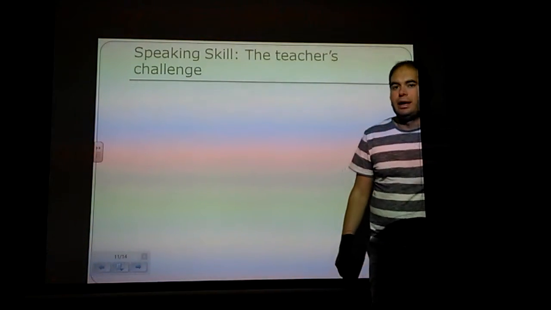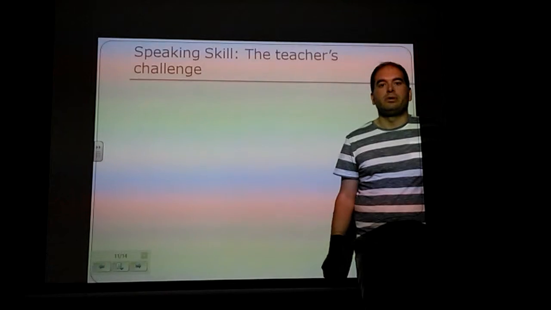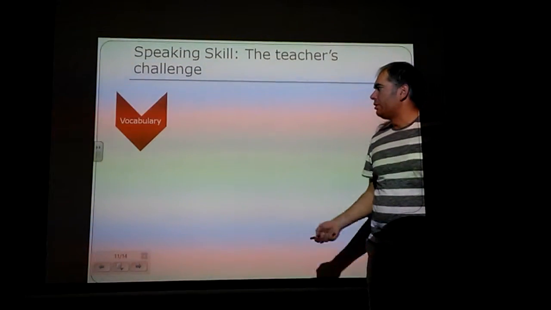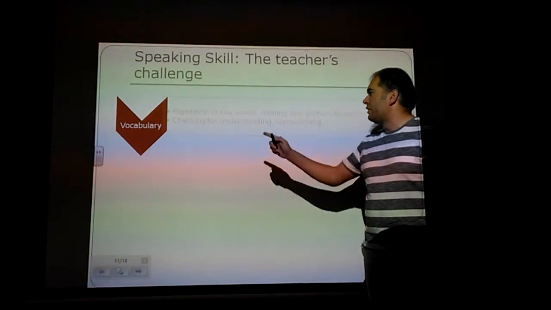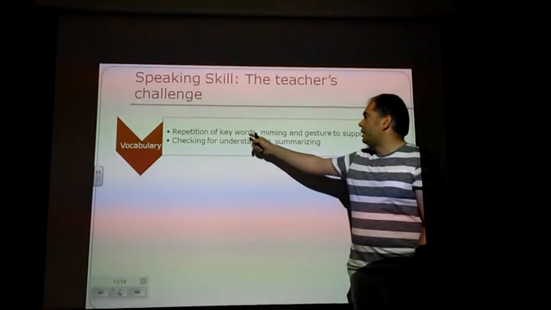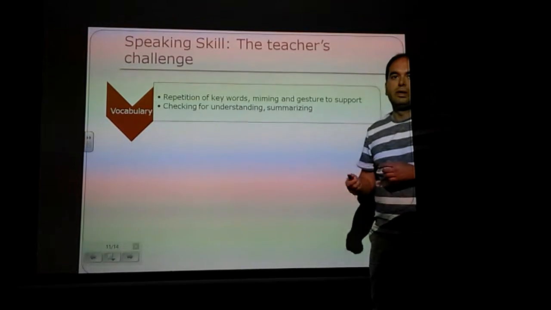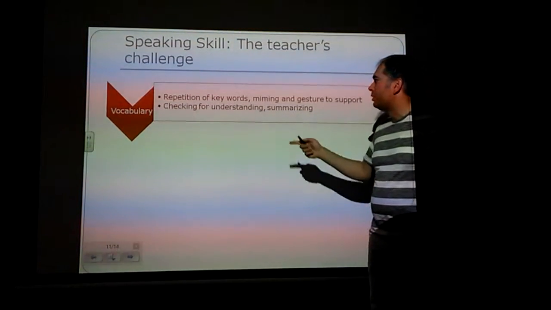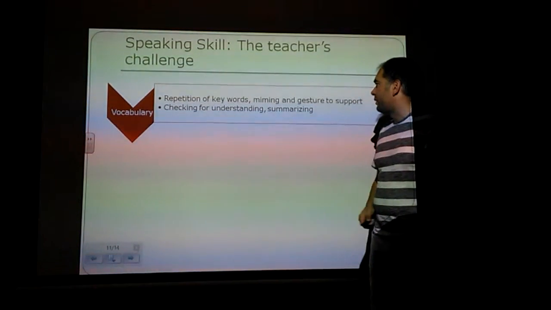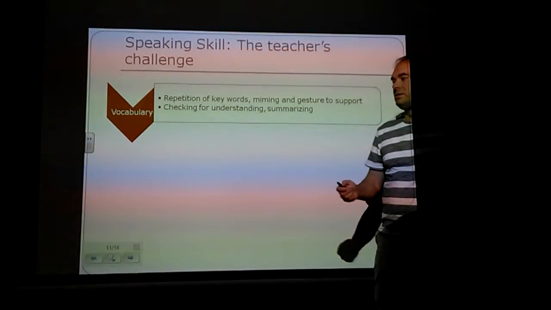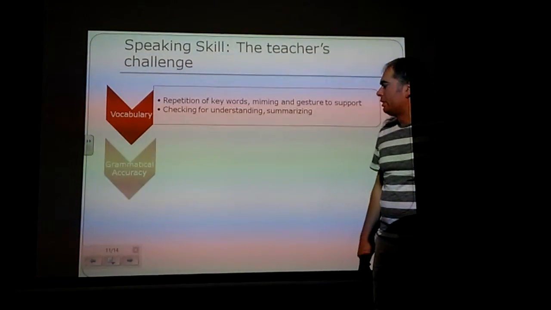But again, we as teachers have to promote some points to develop these three points. The first one, for the vocabulary, we can repeat the keywords, use miming or gestures to support the meaning of the item we are talking about. Then we have to check for understanding or summarize what we have explained.